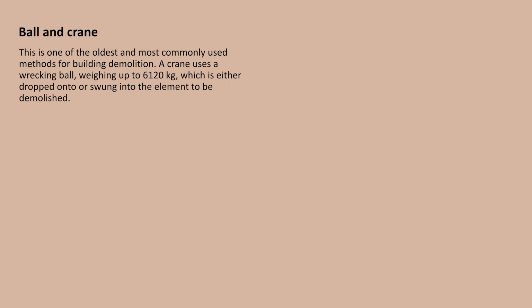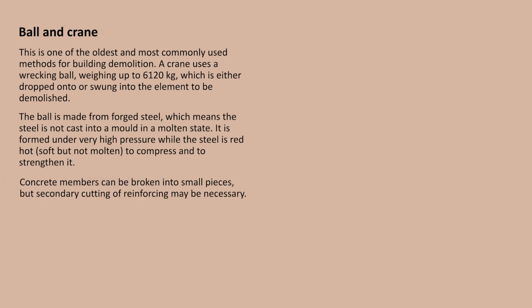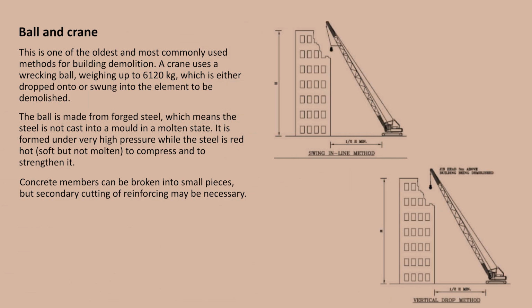This is one of the oldest and most commonly used methods of building demolition. A crane uses a wrecking ball weighing up to 6120 kg, which is either dropped onto or swung into the element to be demolished. The ball is made from forged steel, which means the steel is not cast into a mold in molten state. It is formed under very high pressure while the steel is red hot, soft but not molten, to compress and strengthen it. Concrete members can be broken into small pieces, but secondary cutting of reinforcing may be necessary. Here is the image of the vertical drop method.